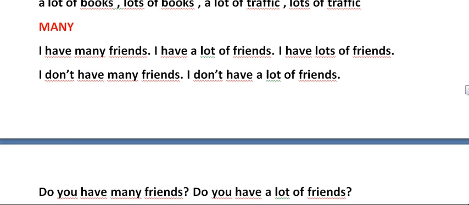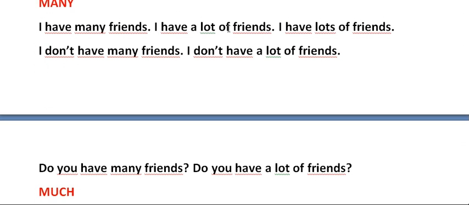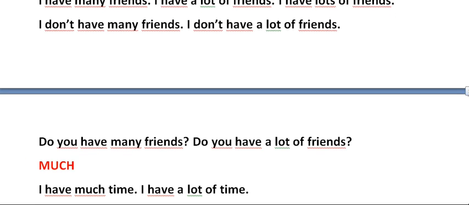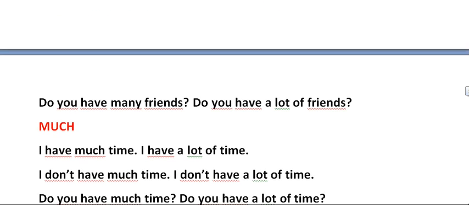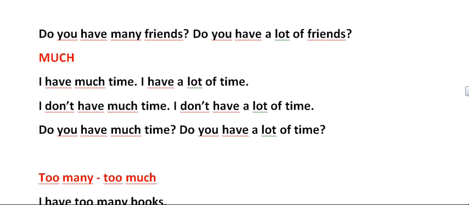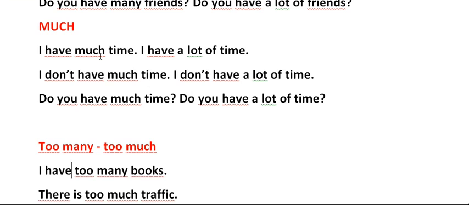So with many: I have many friends, I have a lot of friends, I have lots of friends. I don't have many friends, I don't have a lot of friends, or I don't have lots of friends. Those all have the same meaning. Whichever you want, you can use, no problem. And let's go to much. I have much time. I have a lot of time. I have lots of time.